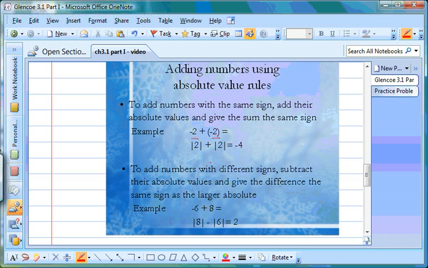The second rule to follow is when you're adding numbers with different signs. If you add numbers with different signs, you need to subtract their absolute values and then give the difference the same sign as the larger absolute value. So here's an example of that.